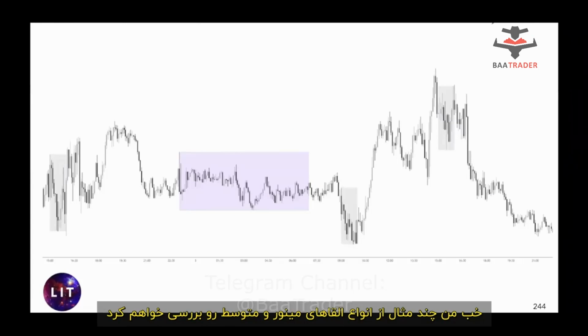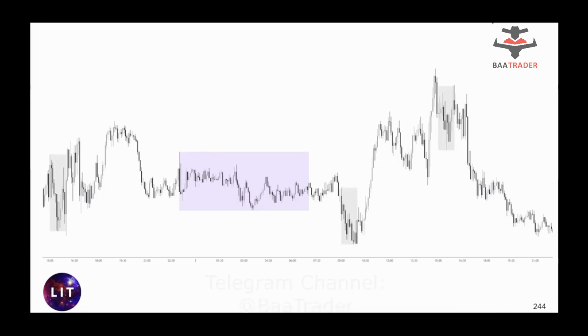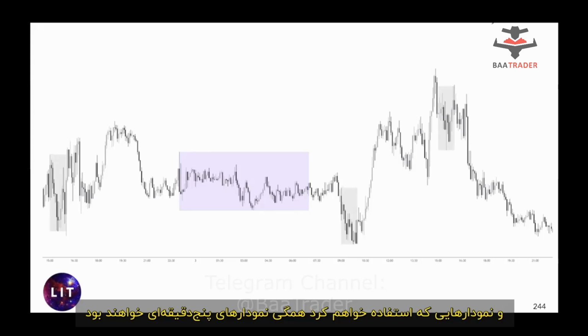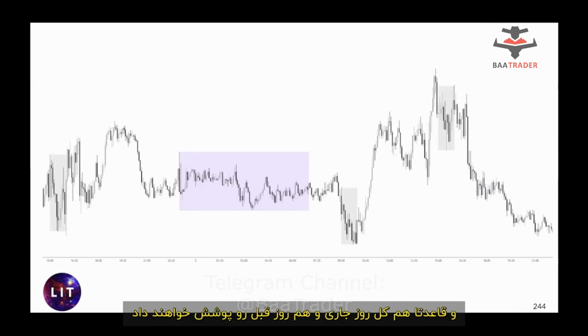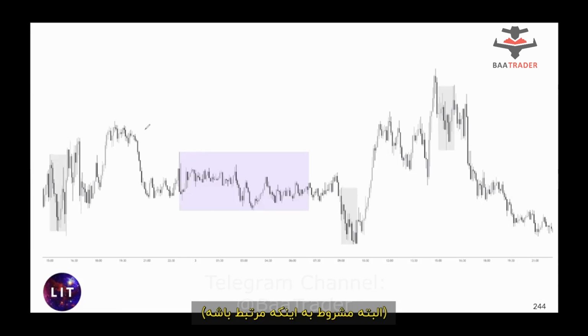So I will be covering a few examples on the minor and medium inducement types, and the charts I will be using are all 5M charts. And of course, they will be covering the entire day as well as the previous day, depending on if it's relevant, of course. And that's how we understand our various inducement types. Let's try to identify our inducement types.